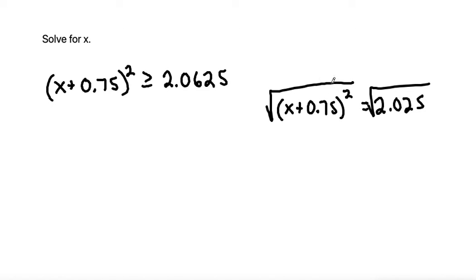We could square root both sides to get rid of the square, which would leave us with x plus 0.75. And keep in mind that whenever we square root both sides, we need to put a plus or minus before we put the number.